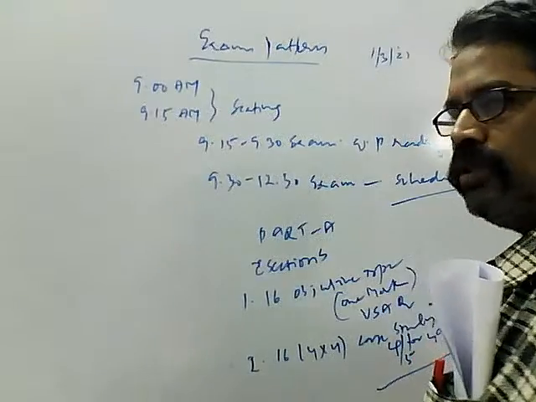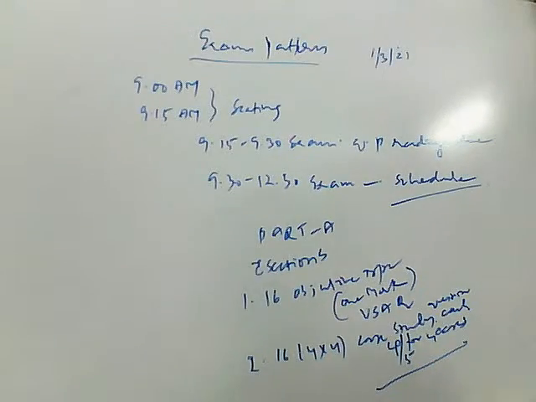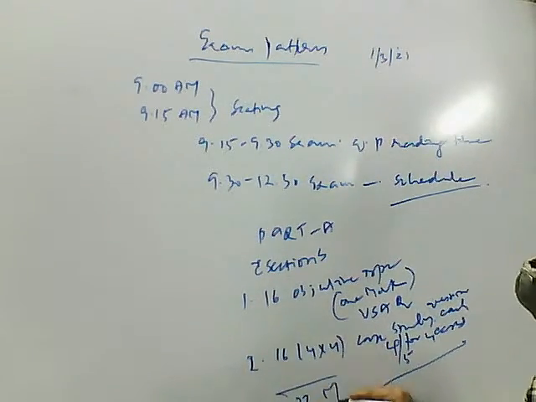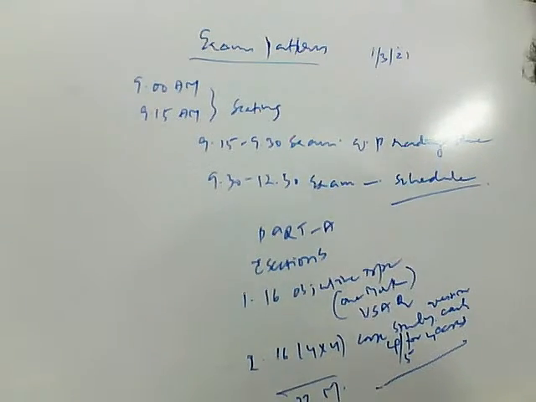So you'll be given 5 questions, you can leave one. Out of 5, you have to write 4. Or if you write 5 also, no problem. Whichever is right, you will get. So this is totally 32 marks. This is part A. Okay, already you know it.